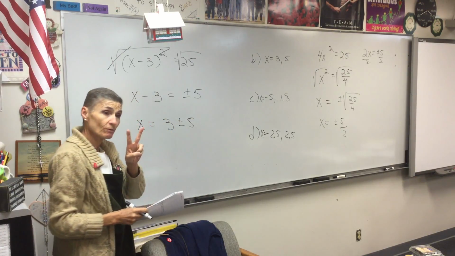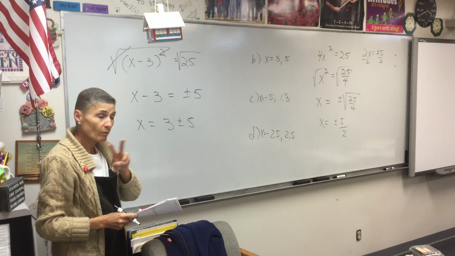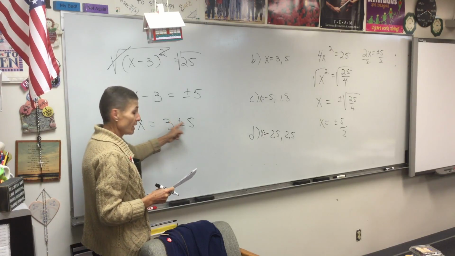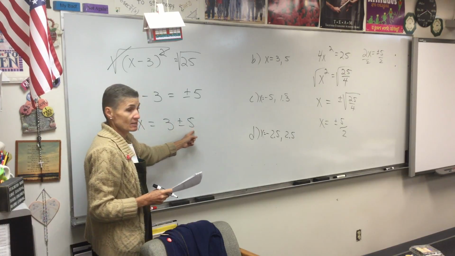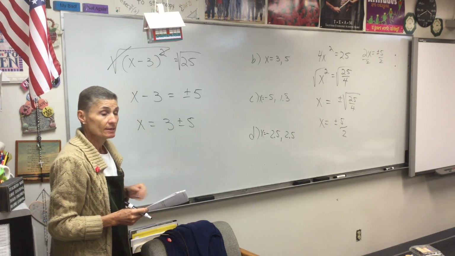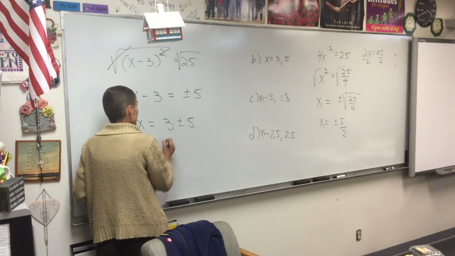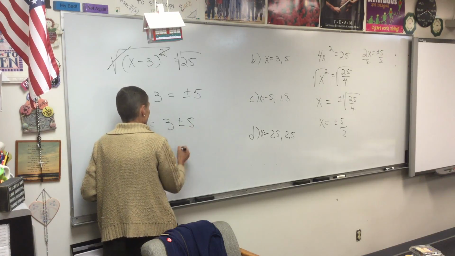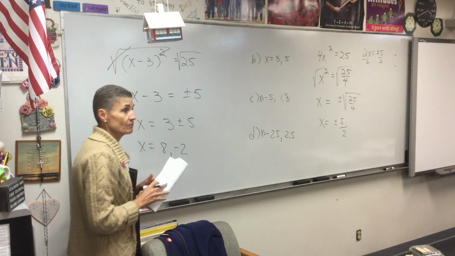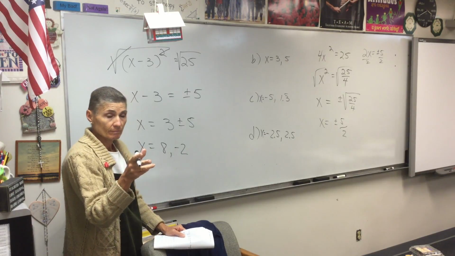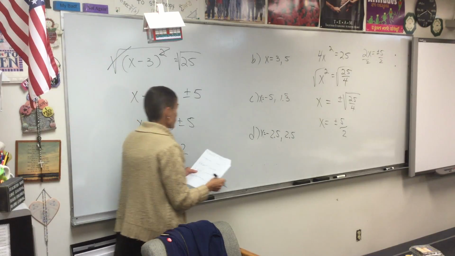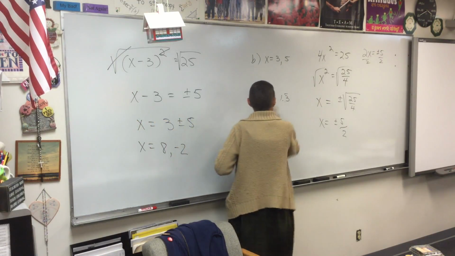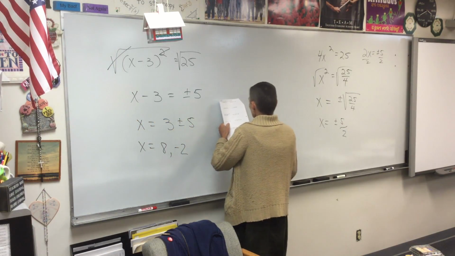Now that's 2 different answers, right? What are our answers? 3 plus 5, which is 8, and 3 minus 5, which is negative 2. So 3 plus 5 is 8, 3 minus 5 is negative 2. Got it? Because the next one is a little bit trickier. They're getting a little harder as we go.